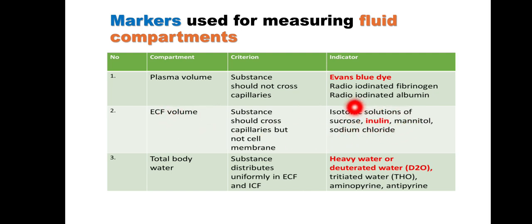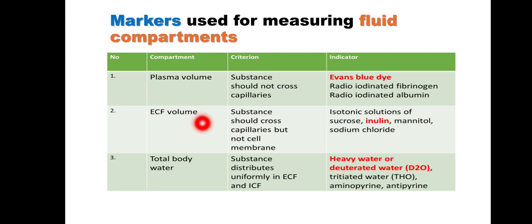And what is the most common one that we use to measure the ECF? The most common one is inulin or mannitol. Most of the questions that you find in UNZA papers use mannitol. Mannitol is the most common one that they use, but inulin, according to other sources, is the most common one. But mannitol is the most likely one, so that they see if you understood or if you read about others. So we have isotonic solution, sucrose, inulin, mannitol, sodium chloride. They are all used to measure the ECF volume.